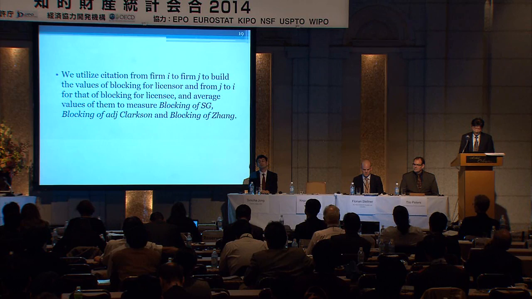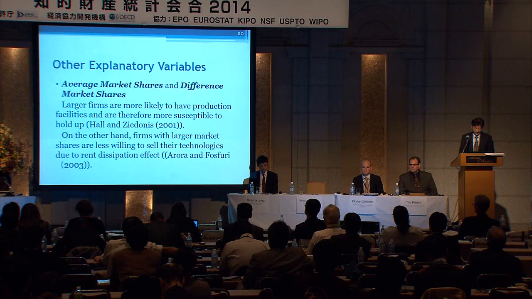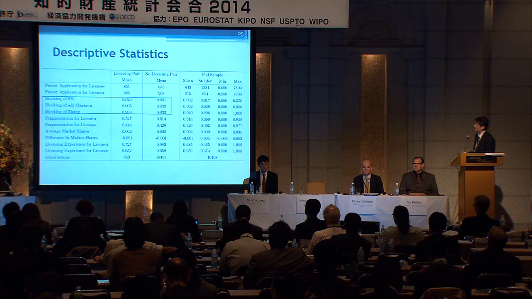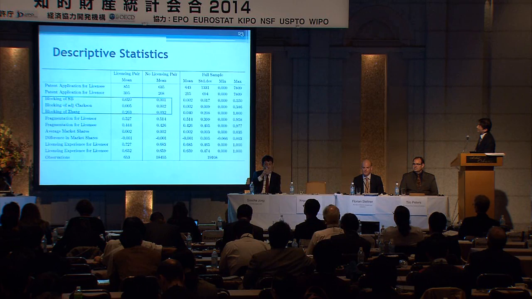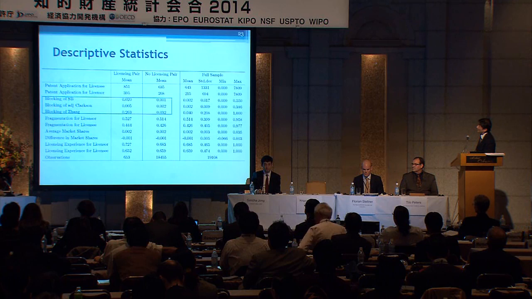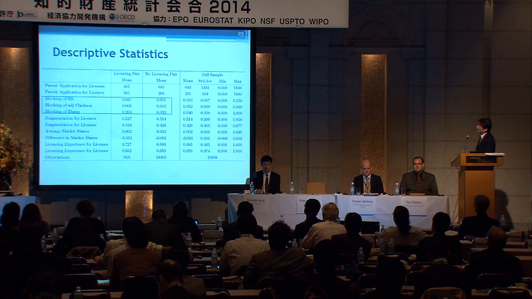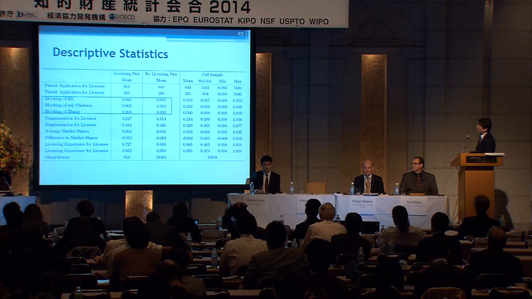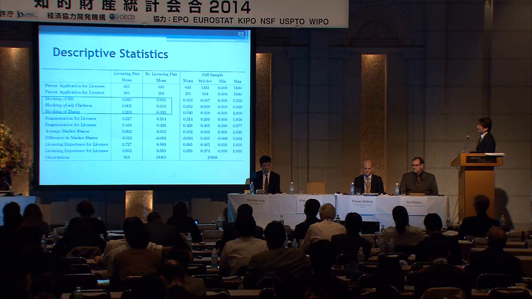Let me skip the other variables, and then give you the descriptive statistics for our regressions. Look at the three types of index. You can find that the values are larger for the firm pairs that chose to license than for the firm pairs that did not license at all.